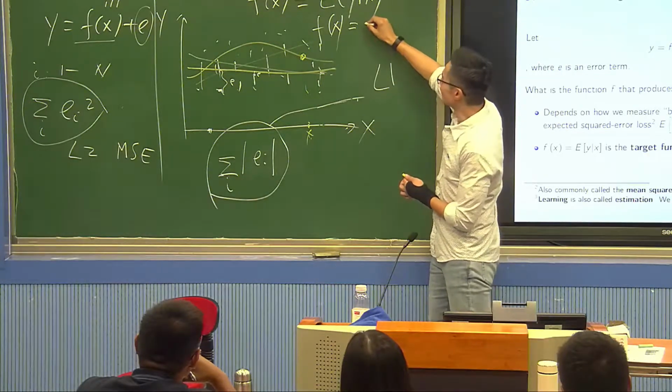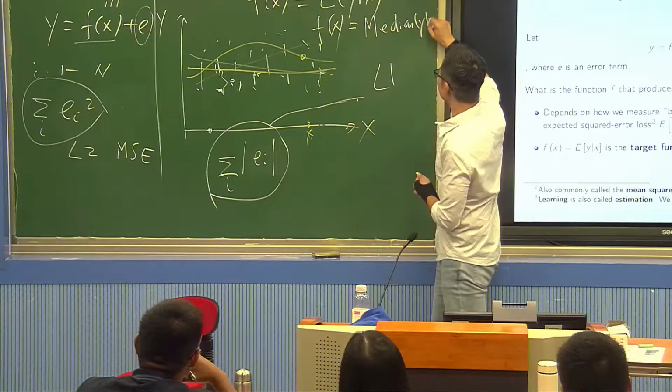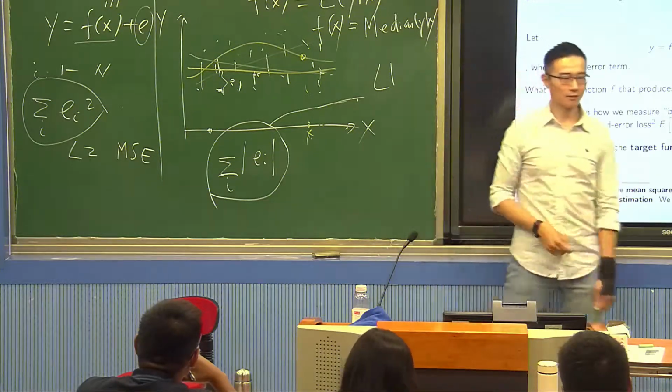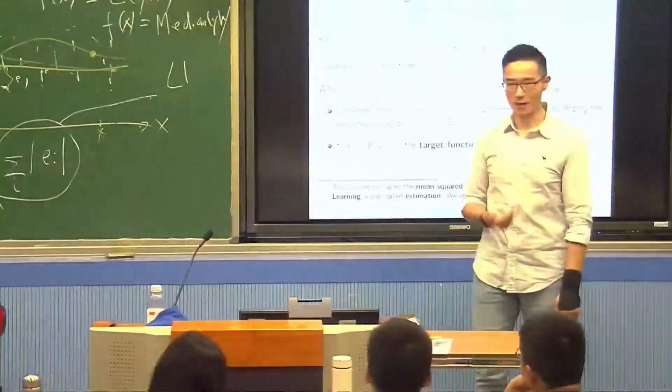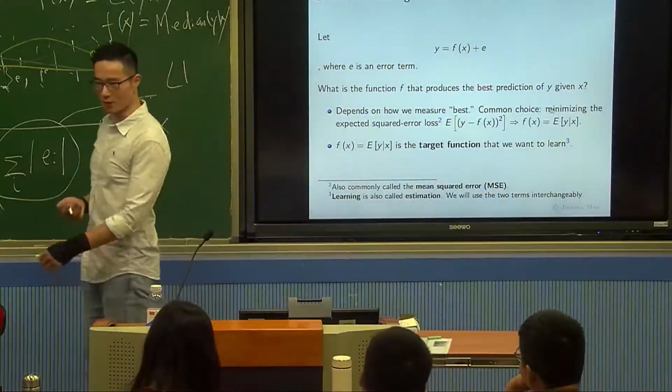No? We get the median, okay? Median of y given x. We have different functions as the best, depending on what your definition of best is, okay? Depending on what you want to minimize.